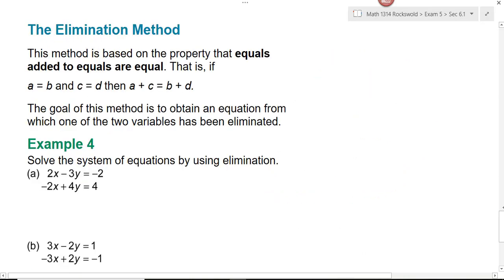Another method available to us for solving systems of equations is called the elimination method. This method is based on the property that equals added to equals are equals.